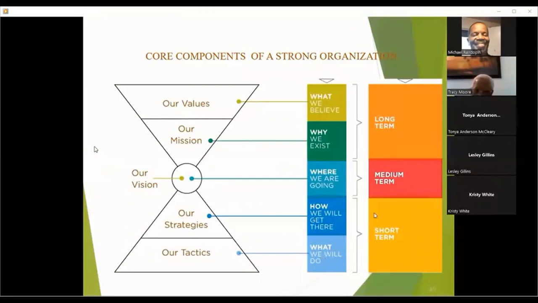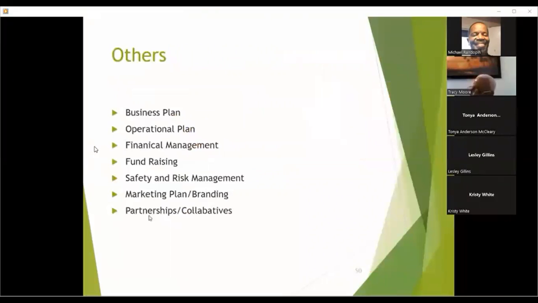What will we do? And that's going to be broken down to long-term, medium, and short-term organizational goals. The other things that you want to have as you go as a nonprofit is your business plan, organizational plan, financial management, fundraising, safety and risk management, marketing and branding, and partnerships and collaboratives.